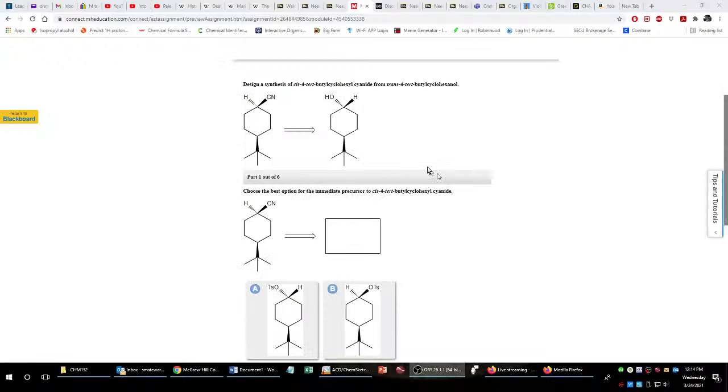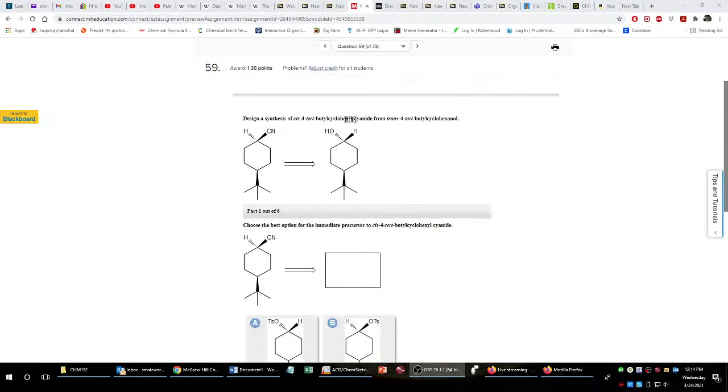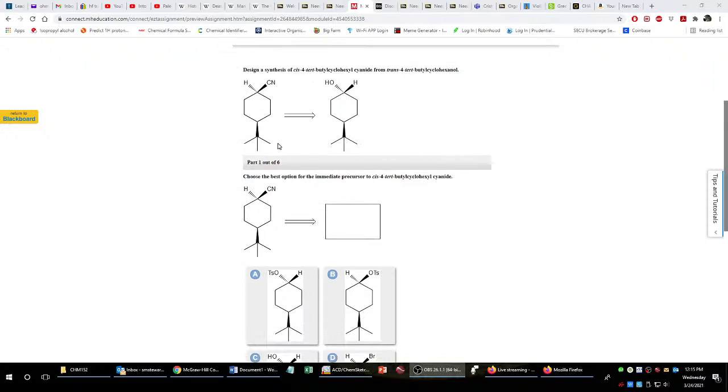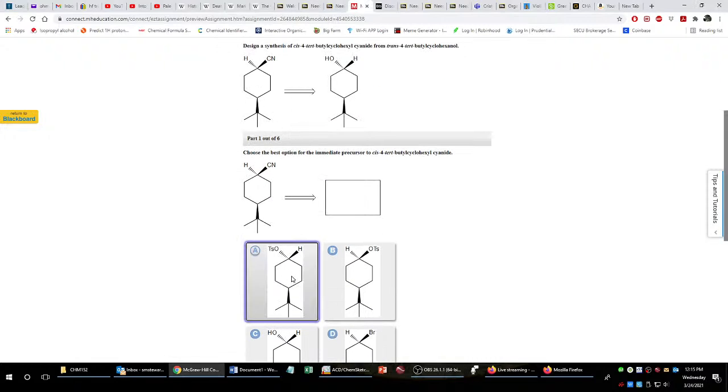Question 59. Design a synthesis of cis-4-tert-butyl cyclohexylcyanide from trans-4-tert-butyl cyclohexanol. So you want to make this complex from this complex. This is another one. The big thing here is the switch in stereochemistry. So we have the OH group here as a dash, and we want to switch it to a wedge. So the easiest thing to do is have the tosyl chloride complex here. So if we start with an alcohol, we can easily convert the alcohol to the tosylate complex, and then use something like potassium cyanide to flip it over and give us that complex.